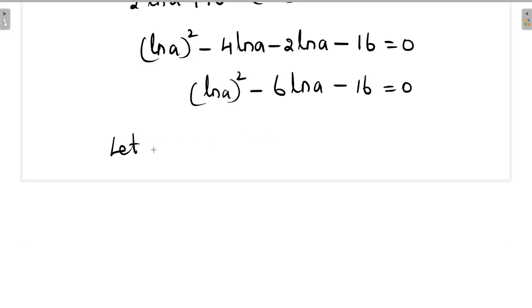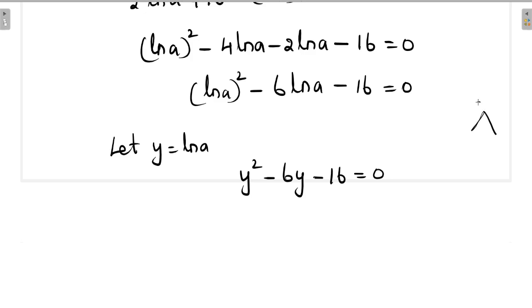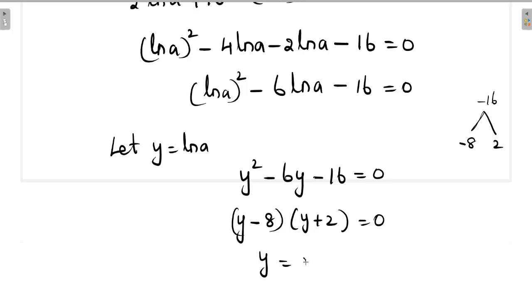This equation is going to be rewritten as a quadratic equation. So let y equal ln a. So this equation is y square minus 6y minus 16 equal to 0. Let us factorize. The two factors are 8 times 2. 8 twos are 16. The higher factor is negative. So the factors are (y minus 8) times (y plus 2) equal to 0. Here the values are y equal to 8 and y equal to minus 2.